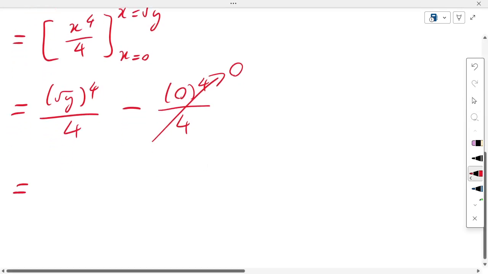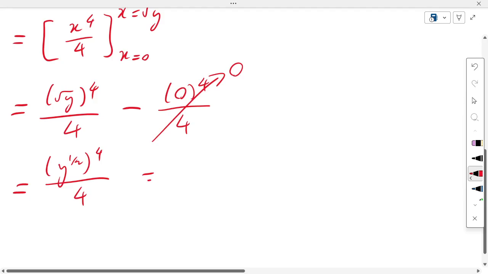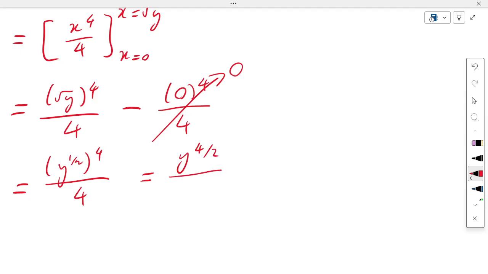Therefore, what we're going to be left with is, we can rewrite this as y to the power of 1 over 2, raised to the power of 4, divided by 4. And then this can also be written as y to the power of 4 divided by 2, divided by 4. And we know 4 divided by 2 is equal to 2. So therefore, it's y squared divided by 4.